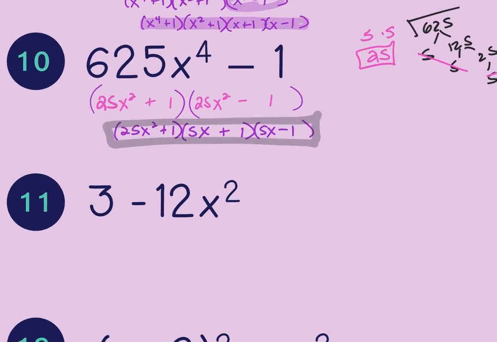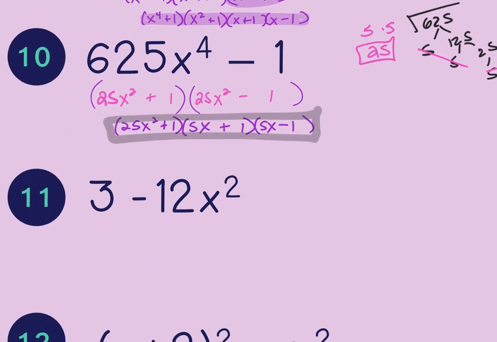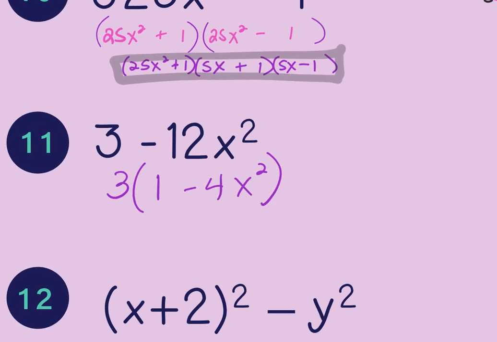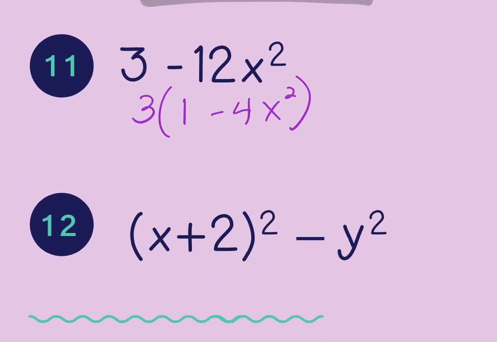What do we do? Can we just factor it by 3? You can take a 3 out. What's 3 divided by 3? 1. What's 12 divided by 3? 4. So minus 4x squared. Am I done? No, 1 and 4x squared are both perfect squares. So 3, 1 plus 2x and 1 minus 2x.